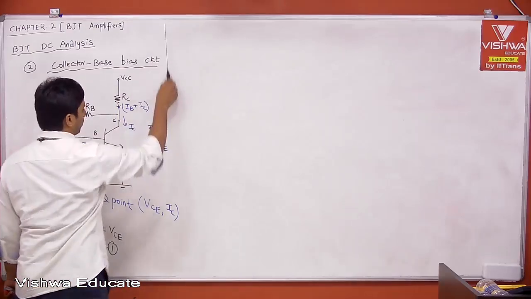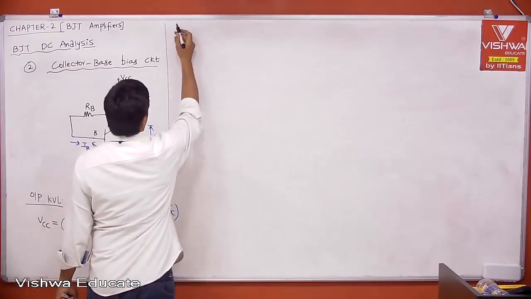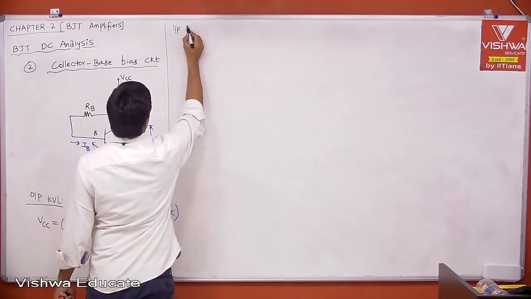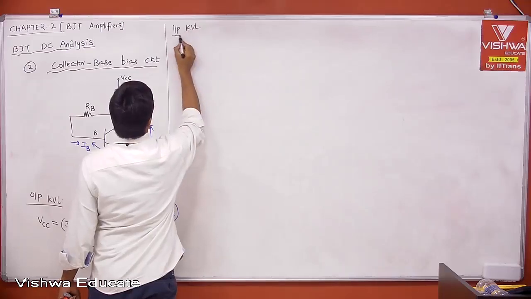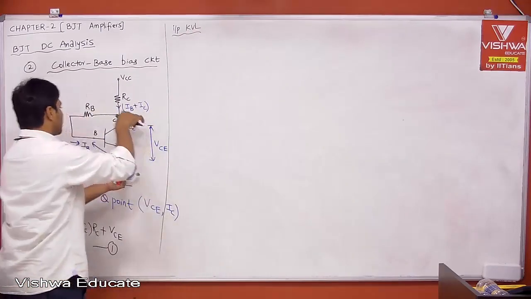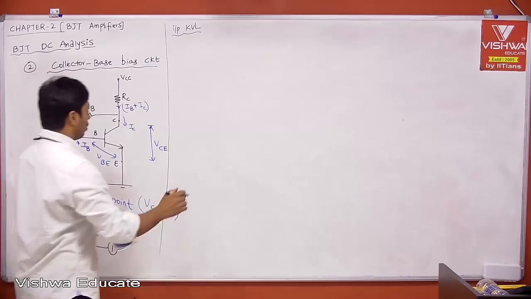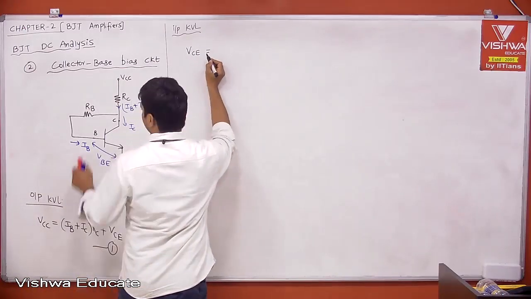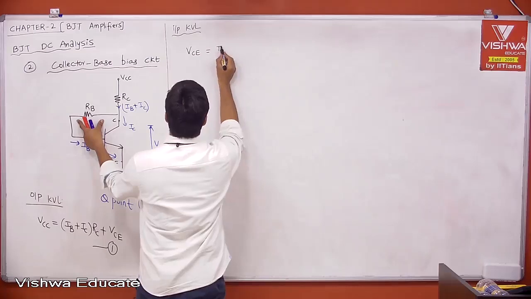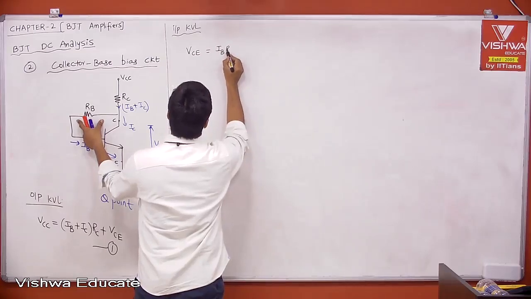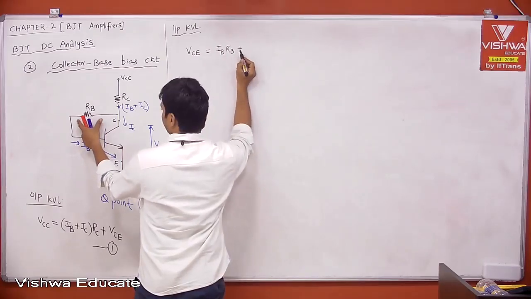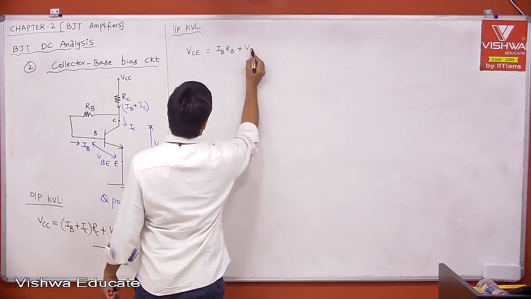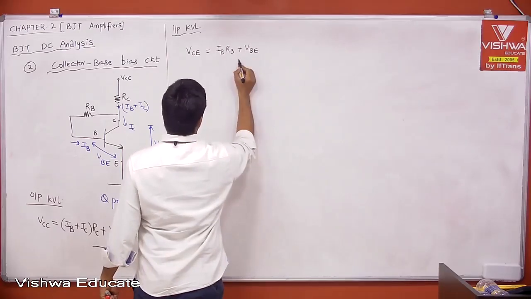Then what is the input KVL? Input KVL is nothing but the same VCE is fed back at the input. Therefore, VCE is equal to the drop across RB. What is the drop across RB? IB into RB plus VBE. This is equation 2.